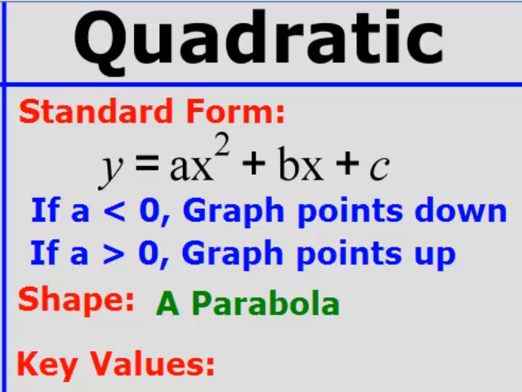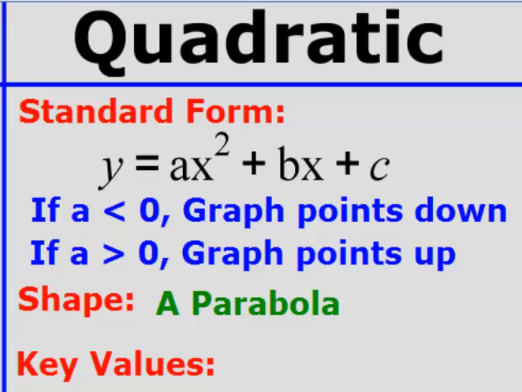If the graph points down, how long does it point down for? Forever. So it can't have a minimum because it'll never hit bottom, right? But you are creating a maximum point where you can't go past the vertex. So if a is greater than 0, which way does the graph point? Up. So if it points up, do we create a minimum or a maximum? A minimum. Everybody okay with that?